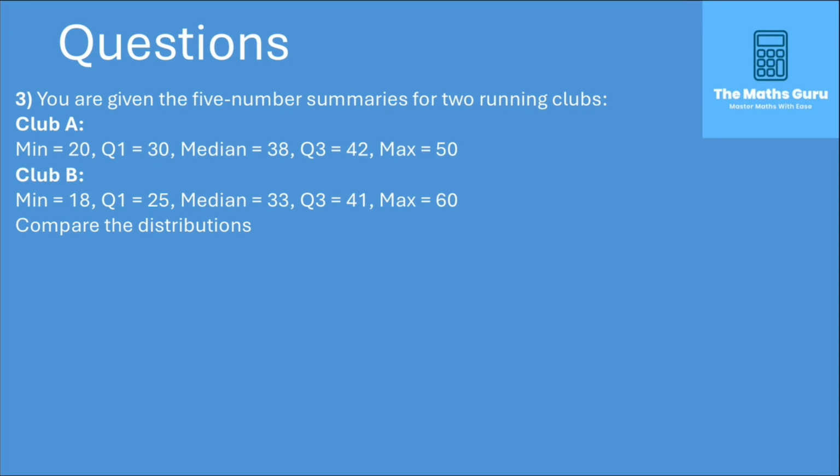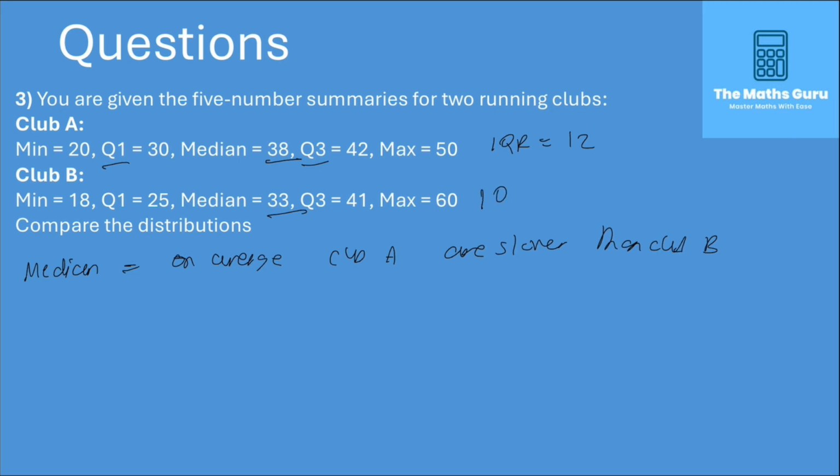So we are now told to compare the distributions of 2 running clubs and their 5 number summaries. To compare distributions, we first look at the median. We see that the median for club A is larger than for club B. So we say this tells us on average club A are slower than club B. We also now need to work out the interquartile range. So the interquartile range for club A is Q3 minus Q1, which gives us 12. And the interquartile range for this one is Q3 minus Q1, which is 16.